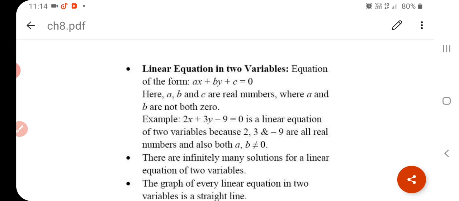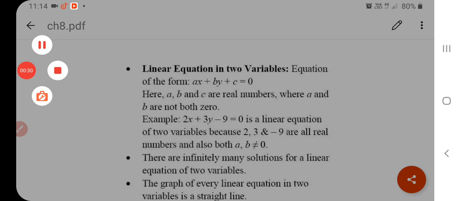Today's date is 7 July and our topic is linear equation in two variables. You know what a linear equation in two variables is. We have completed our chapter in our previous video. It's time for a short revision. Okay, let's start our short revision.